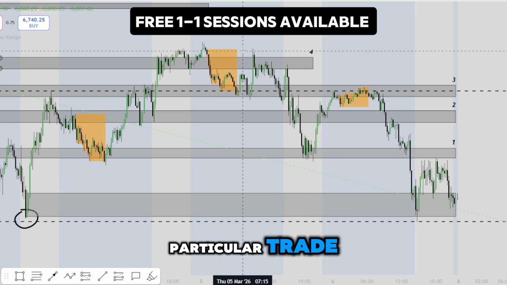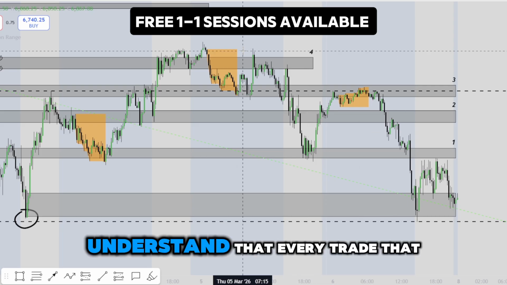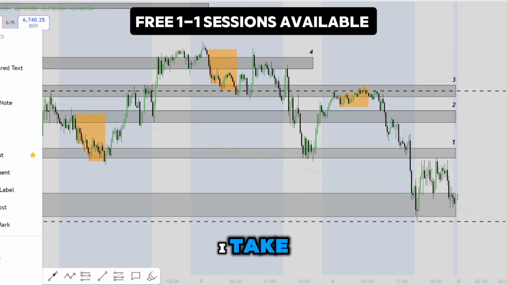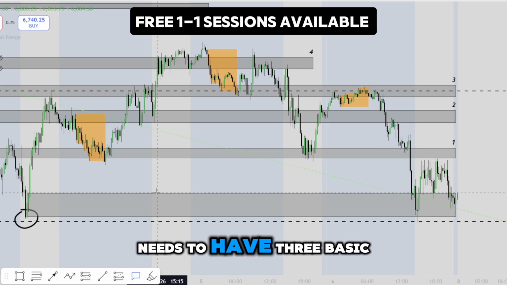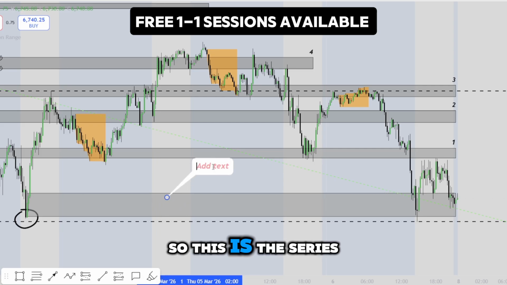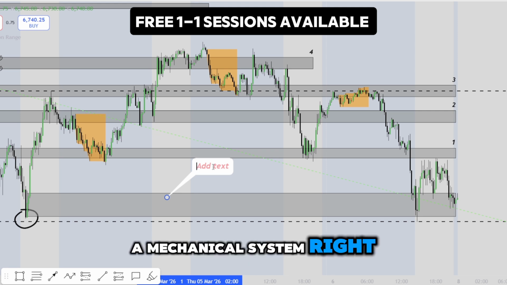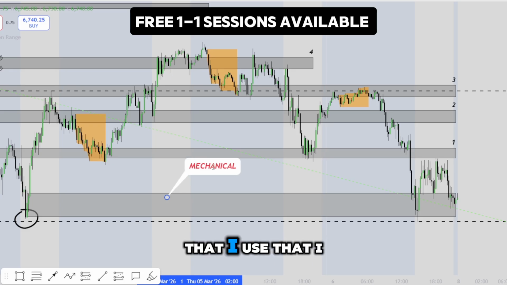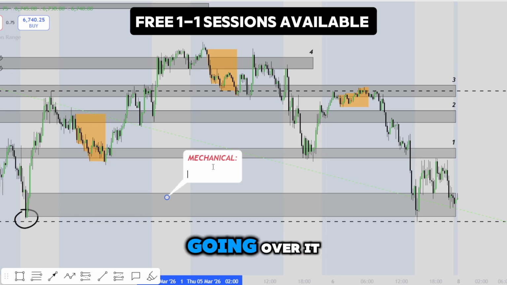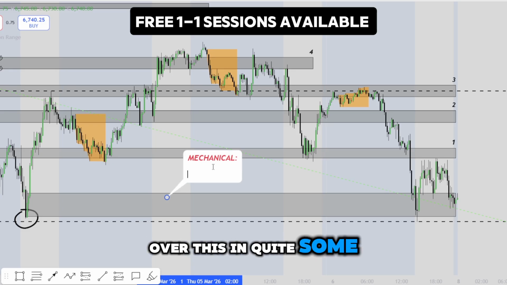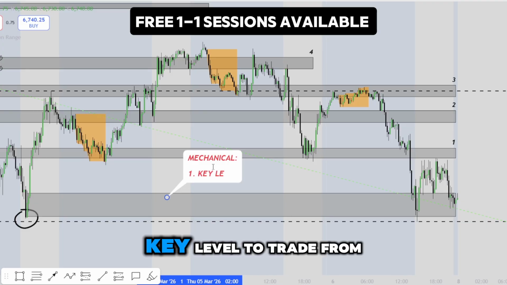So this particular trade, I want every trader to understand that every trade that I take and every trade you take needs to have three basic pillars, right? So this is the series that I'm making. The series is simply for those who can trade or who want to trade a mechanical system, right? So the mechanical system that I trade with, I'm going to be going over this in quite some depth, is I choose a key level to trade from.